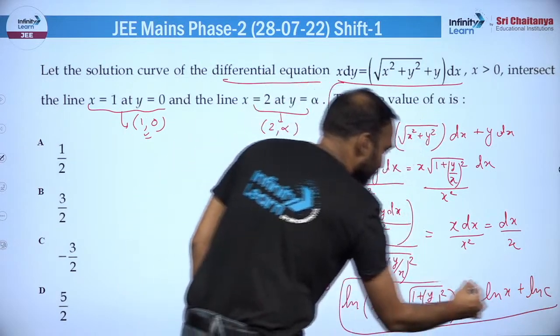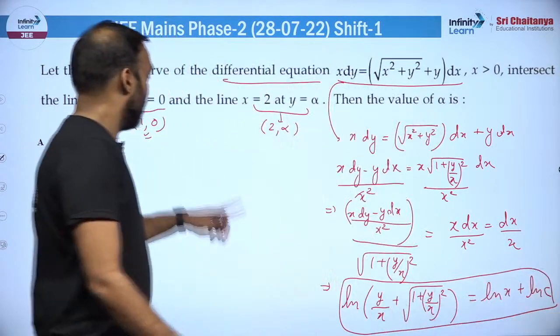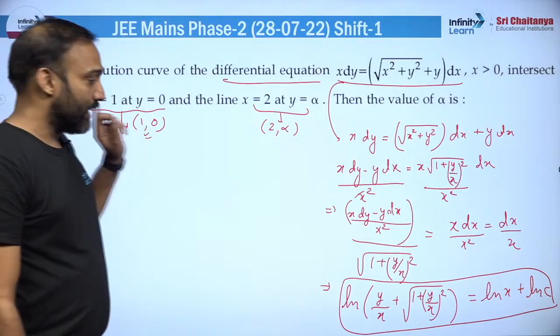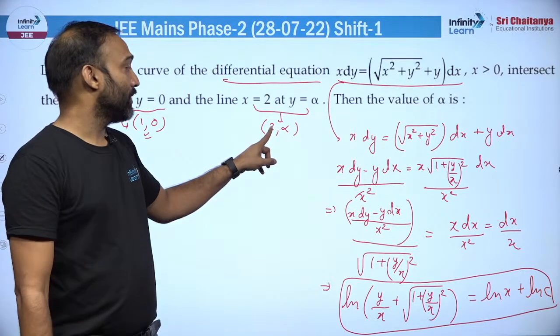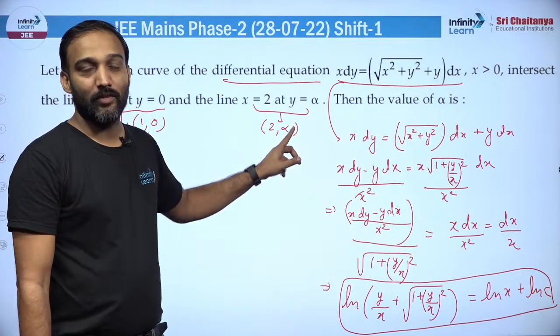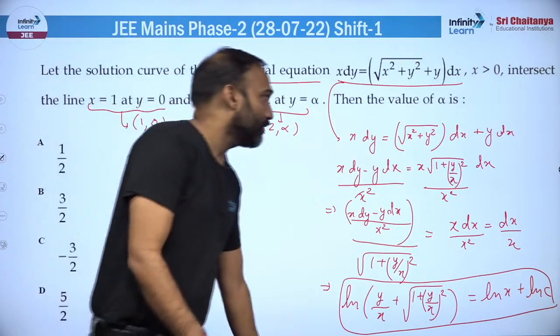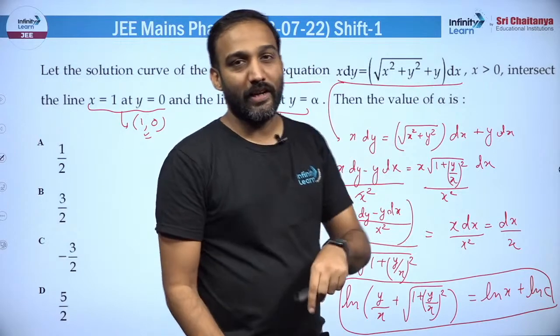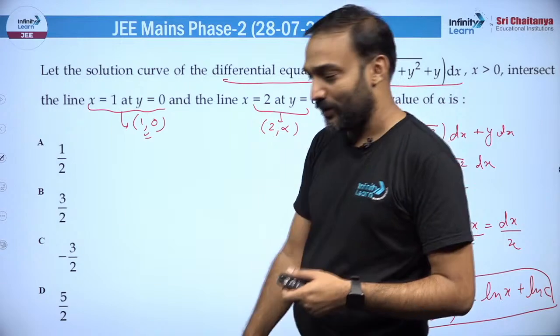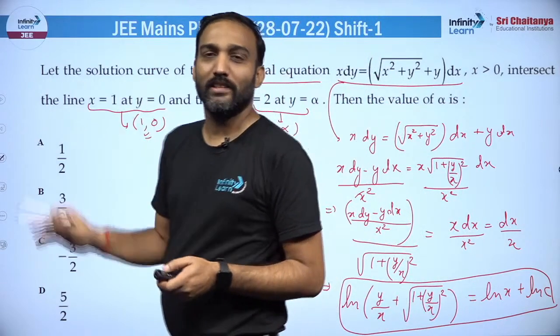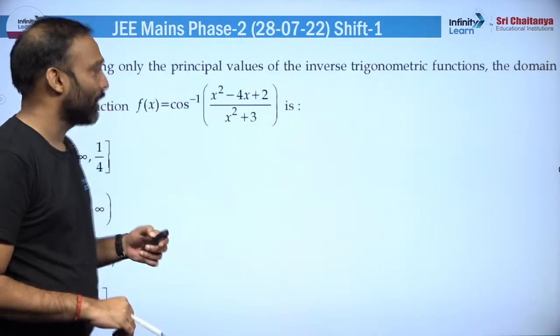So we got this equation. Now the job is done. I'll put x is equal to 1 and y is equal to 0 in this equation. I'll get the value of c. Once c is known, then I'll put x is equal to 2 and y is equal to alpha, and from there we can get the value of alpha, and that is what we need to find out. Right, so this is example number 1 that came from the differential equation. We can easily solve this inside the mains and the 4 marks are in our pocket.